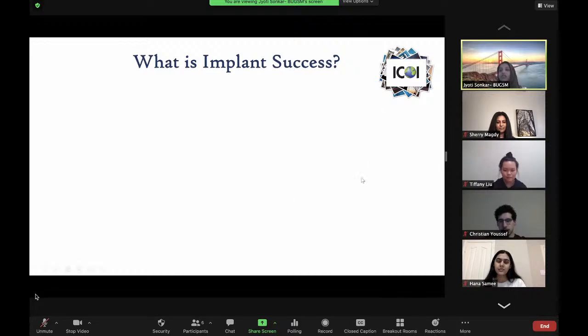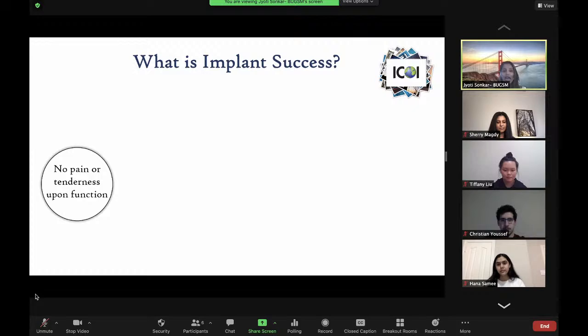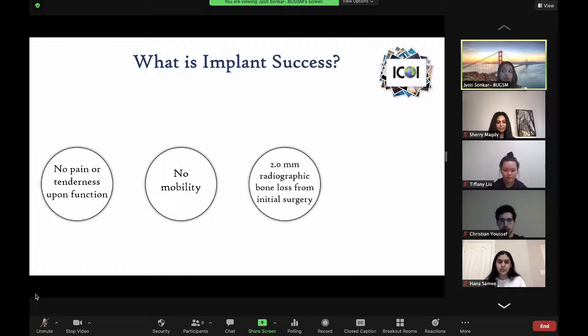So ICOI, the International Congress of Oral Implantologists, came up with certain guidelines. So when a dental implant is placed in the mouth, after a year, if there's no pain or tenderness on eating and chewing, it's a success. There's no mobility. When you look at the radiographs at the time of the implant placement and a year from there, the bone loss around the implant is less than 2 millimeters. It's a success. And also there is no pus. There is absolutely healthy gums around the implants. That's an implant success.